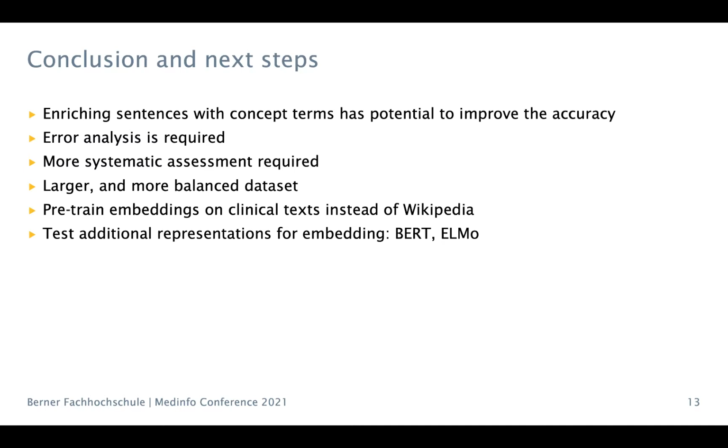The work has a limitation that we used pre-trained embeddings trained on Wikipedia, German Wikipedia. So here, of course, clinical text would be better, but as I mentioned at the beginning, we still don't have such a huge data set that can be used to train embeddings. And also a much more balanced data set would be useful for assessing classification accuracy.